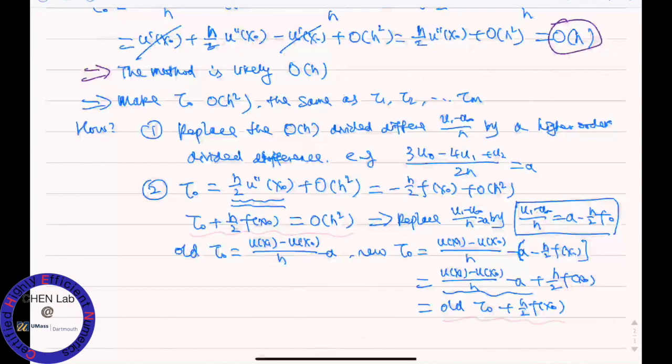If you take a look, we get exactly what we just analyzed. That's tau 0 plus that h over 2. By this little trick, we made the new tau 0 order h squared. This is consistent with tau 1, tau 2, and so forth. So the scheme, by either approach 1 or approach 2, would be order h squared.